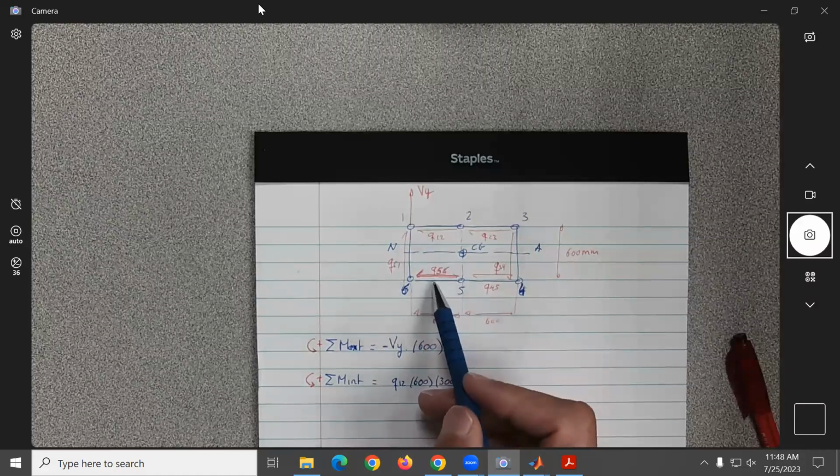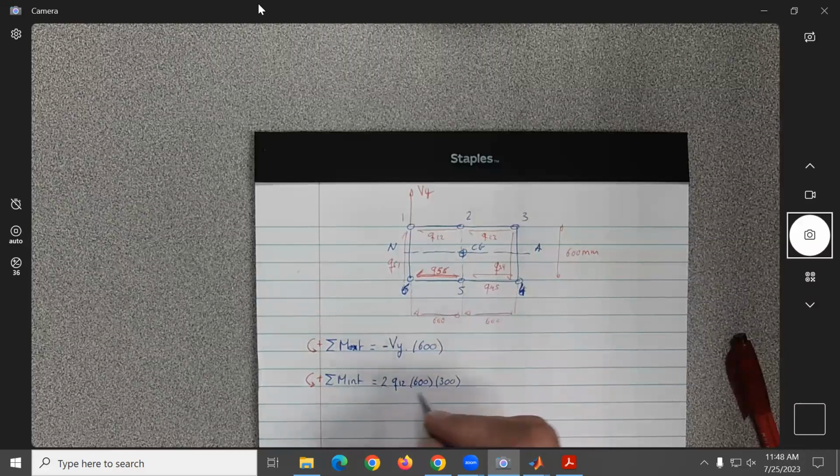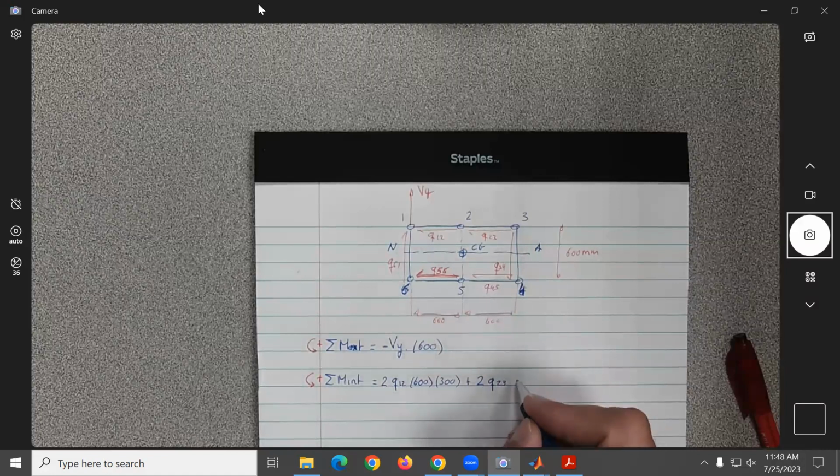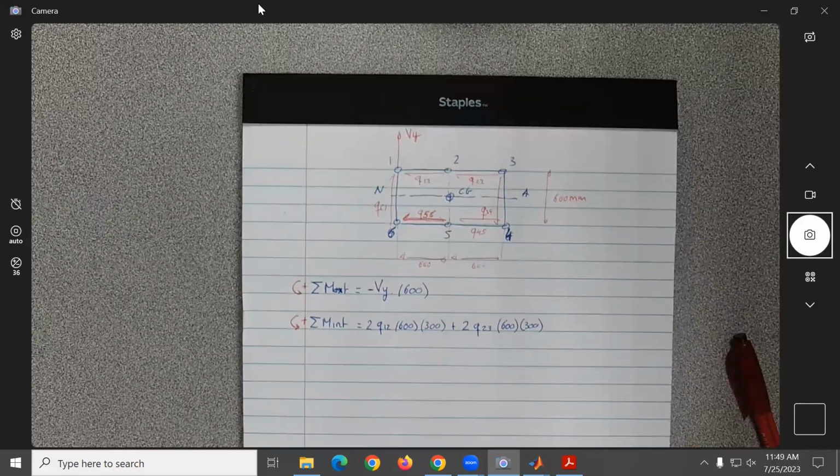Okay, the effect of this one will be the same as Q56, so we can put the 2 plus 2 Q23 times 600 times 300. I'm trying to follow the same thing that I have on the code.